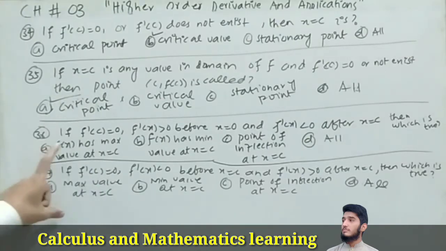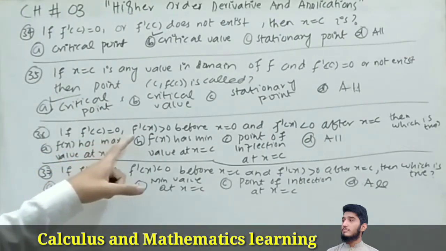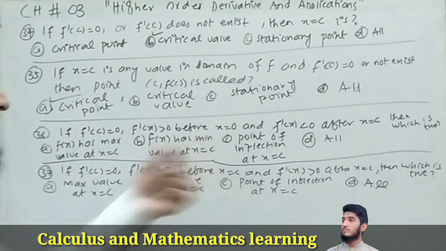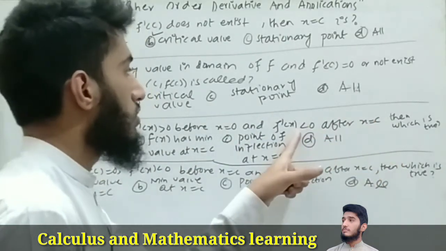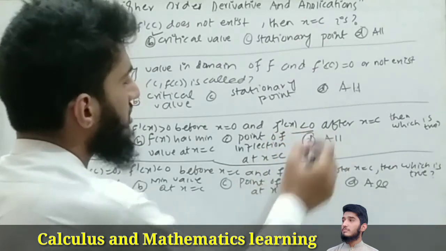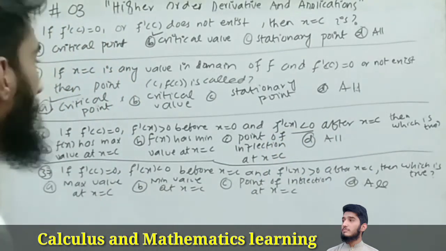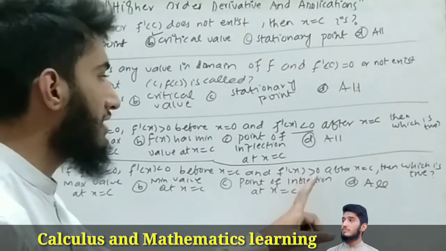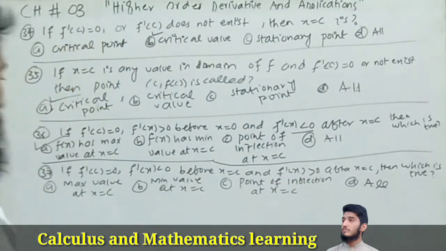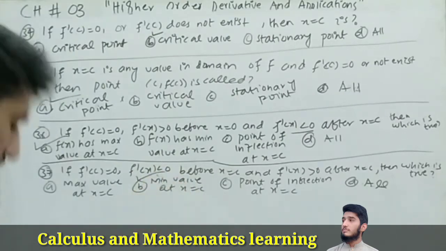In MCQ number 36, if f prime of c is equal to 0 and f prime of x is greater than 0 before x is equal to c and f prime of x is less than 0 after x is equal to c, so we look over here: if it is less than 0, it means that the function will have a maximum value. So the correct option will be option number A. And over here, if f prime of x is greater than 0, then the function will have a minimum value. So the correct option is option number B.